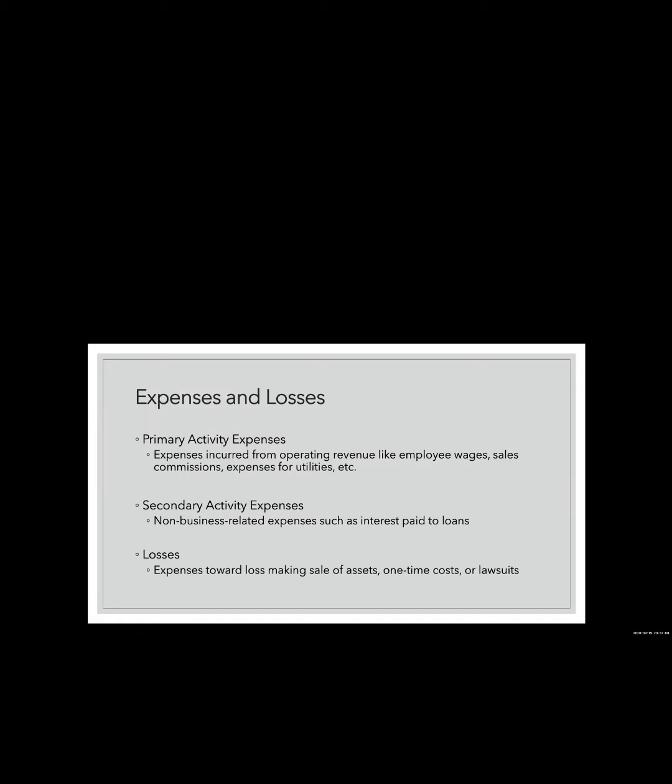Secondary activity expenses are non-business related expenses, such as interest paid on loans. Self-explanatory. And then losses: expenses toward loss-making sale of assets, one-time costs, or lawsuits. So you have your lemonade stand, and then all of a sudden Walmart sues you for selling their product or whatever, right? That lawsuit will go in the losses section of your income statement.